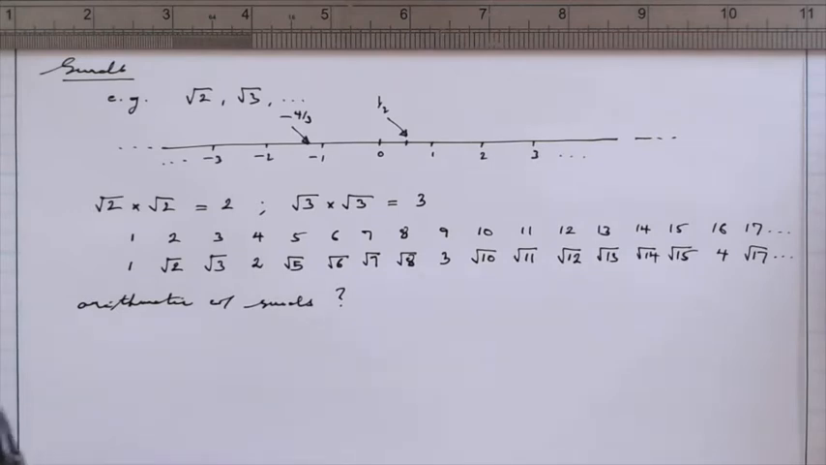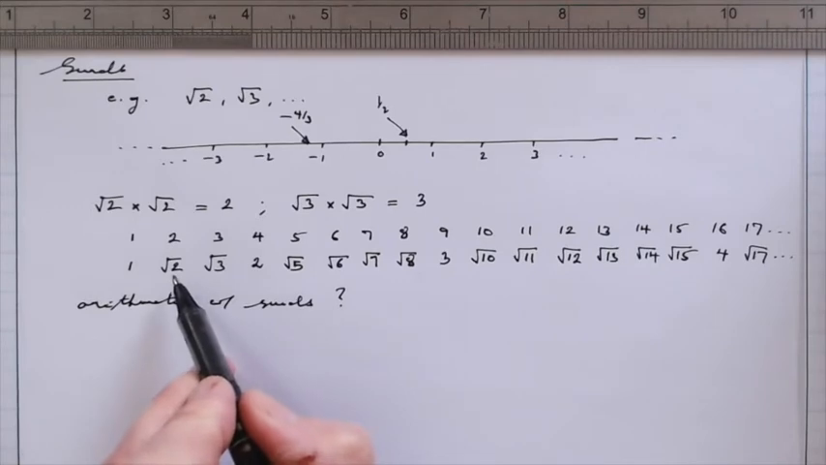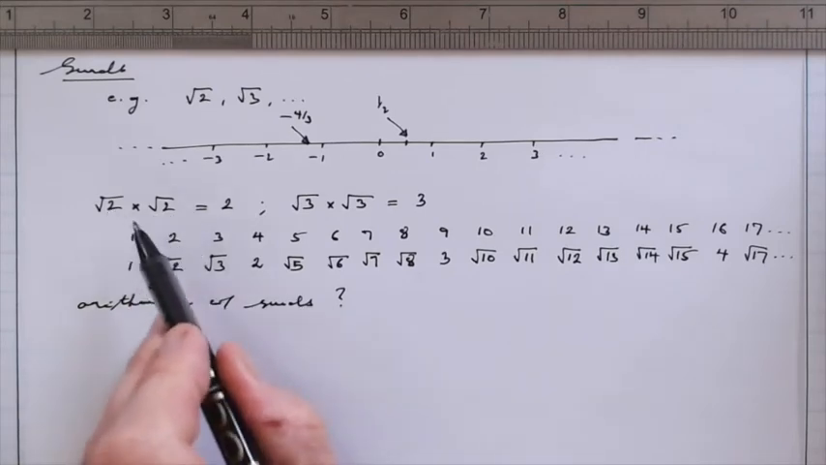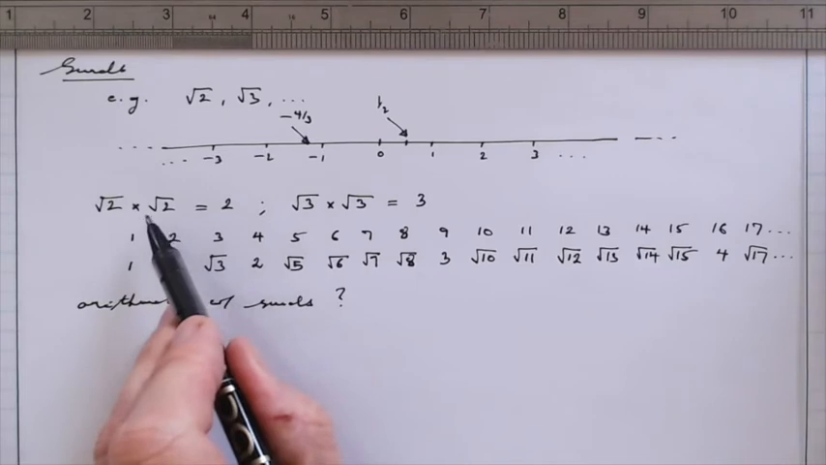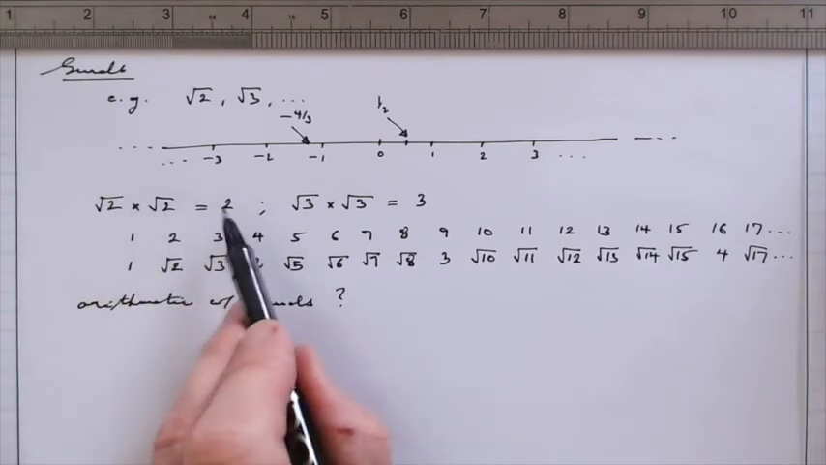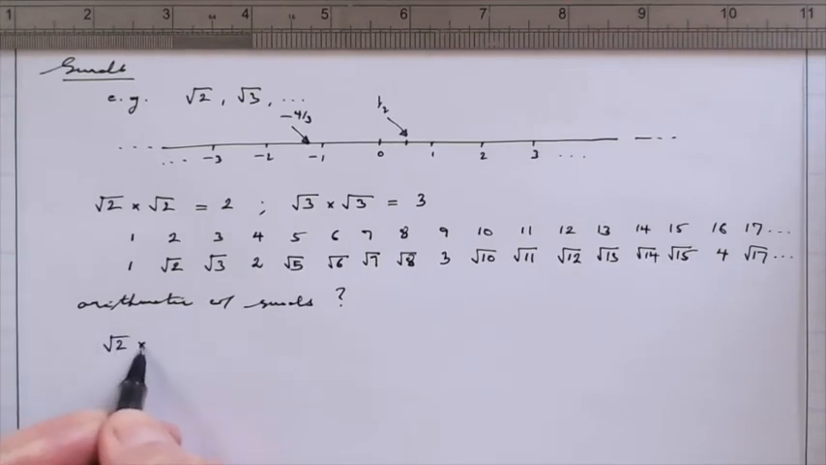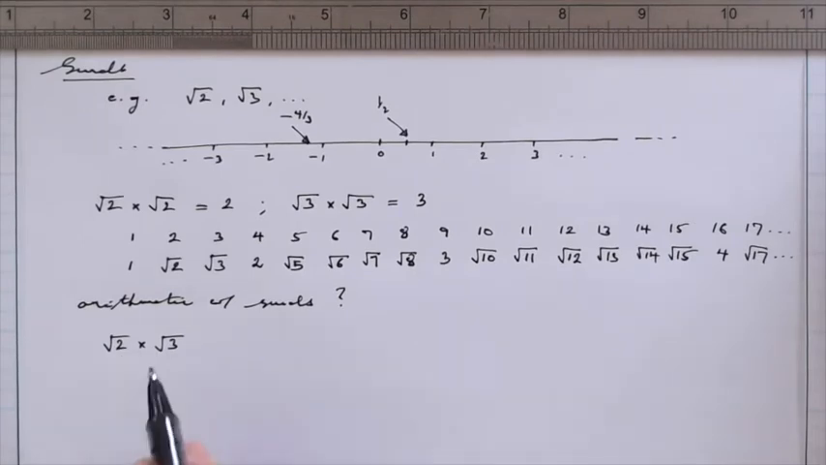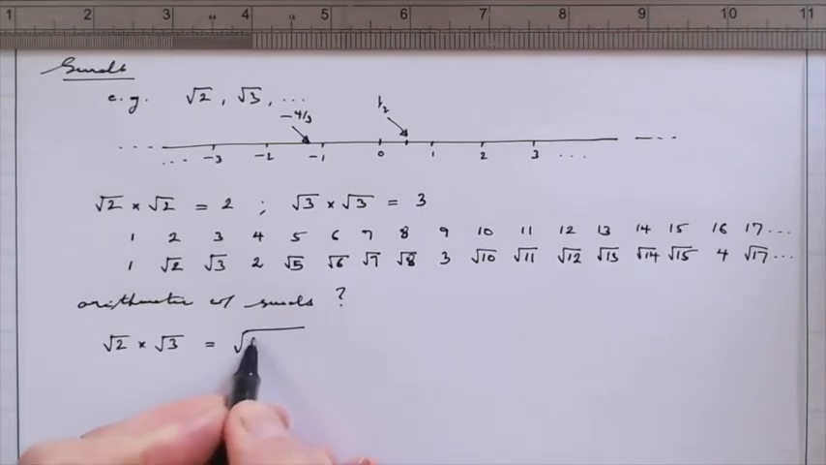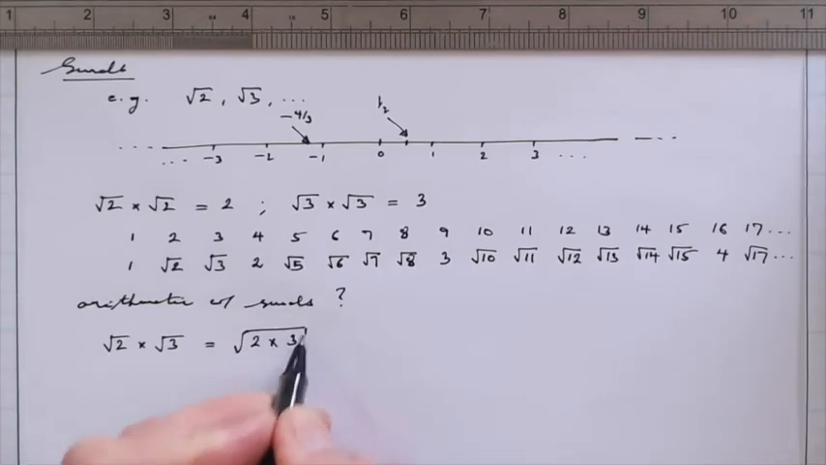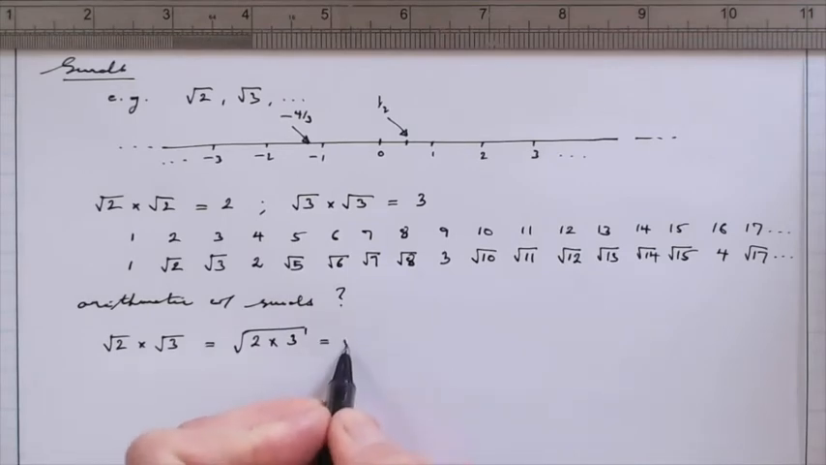So it turns out that multiplication with surds is very straightforward. Obviously the square of a surd is just multiplying it by itself, which gives you back an integer. If we look at the multiplication of two surds that are not the same, so the square root of 2 times the square root of 3, then this is nothing other than the square root of 2 times 3, which we can just obviously write as the square root of 6.